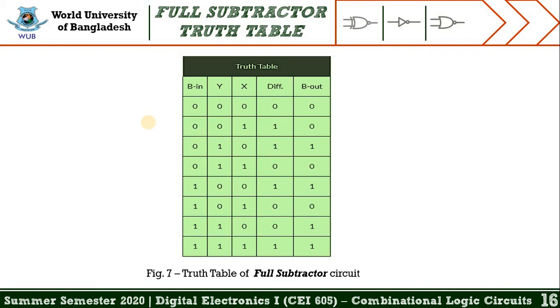Now it's time to learn about the truth table of the full subtractor. As we already know that a full subtractor has 3 inputs, we need 8 combinations of 3 binary numbers. And if you look at the output section, more specifically the difference section, we may find 1 for the 4th condition, and in the borrow section we also find 1 for the 4th condition.